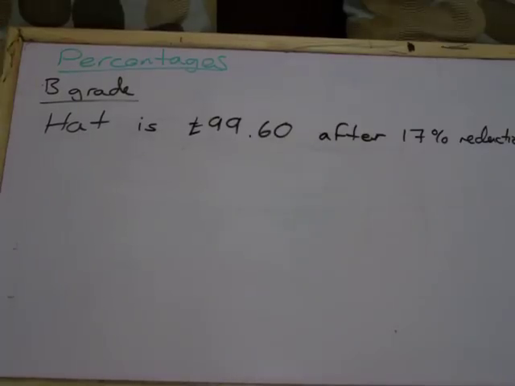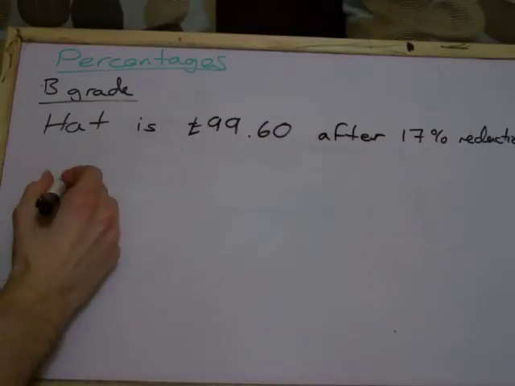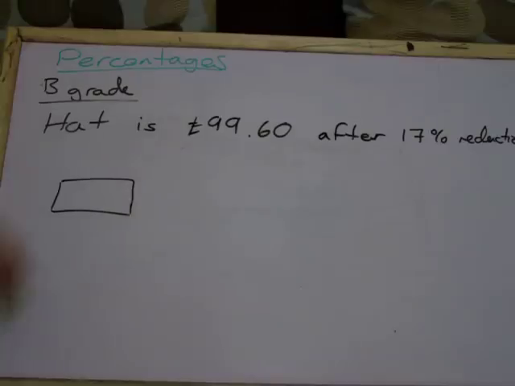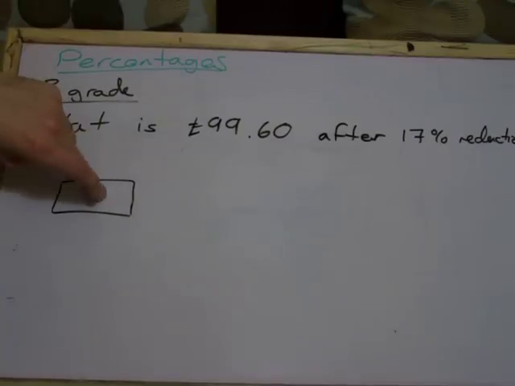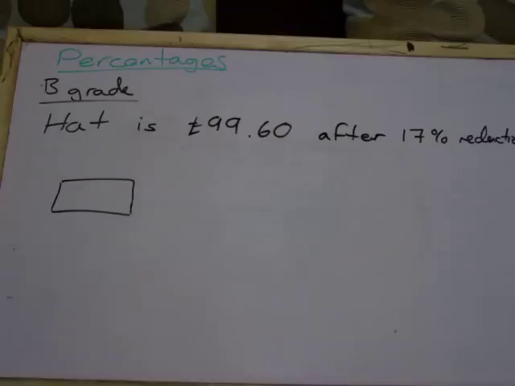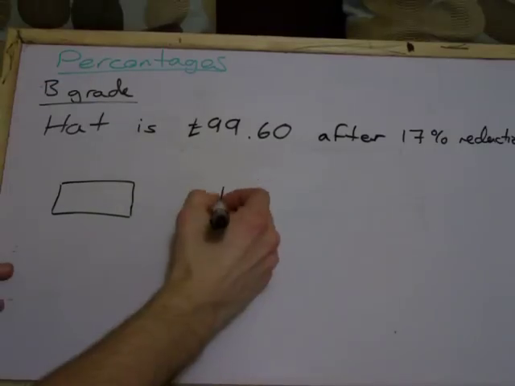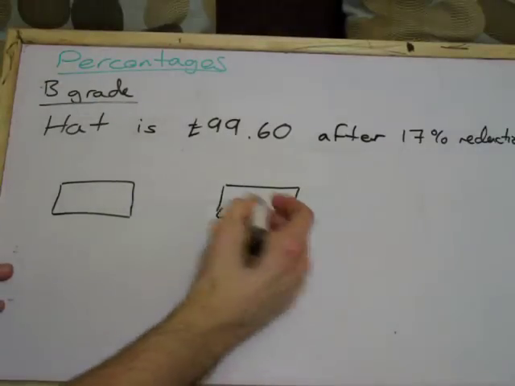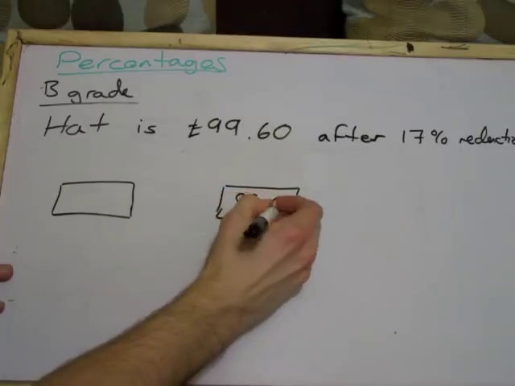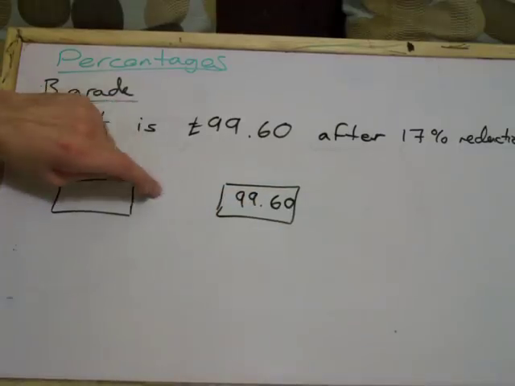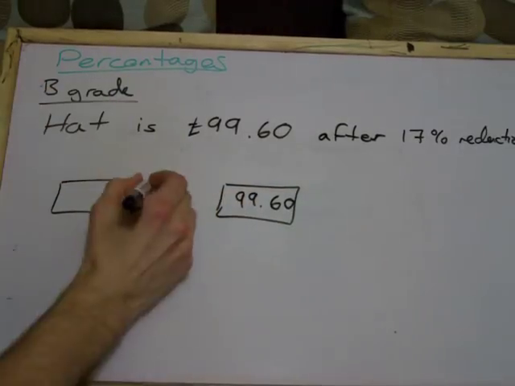it's B grade. So the easiest way to think about it is to use what the hat used to be worth. So although you don't know it yet, you can use it. So I'm just gonna draw a box, okay? In that box is the value of the hat before the sale, okay? And I don't know what that is. However, I do know that to find out the value that the hat is in the sale, which I do know, which is 99.6, the hat has been reduced by 17%.